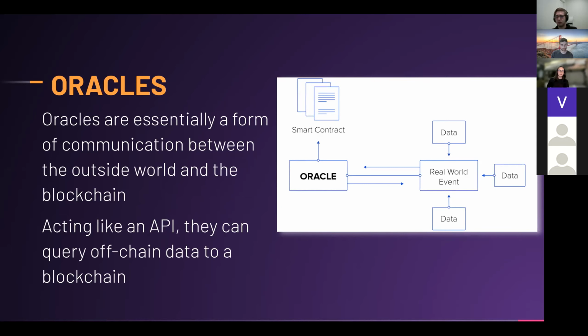So that was a quick overview of all the basics of the infrastructure of DeFi. Now we're going to go over the application. So I'll hand it off to Ezra.